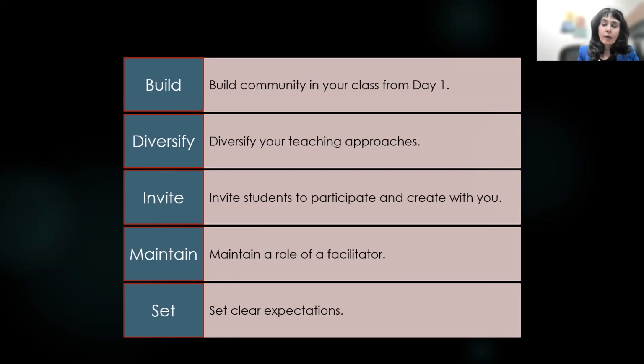We'll talk about how you can do it and why it's important. A little bit about diversifying your teaching approaches. I'll share very practical examples. Another concept that I like is inviting students to be co-participants and co-creators. Again, I'll share very practical examples. All of that means you're changing your role from being the main source of information, the person who stands in front of the students and lectures, to being more of a facilitator, a moderator.